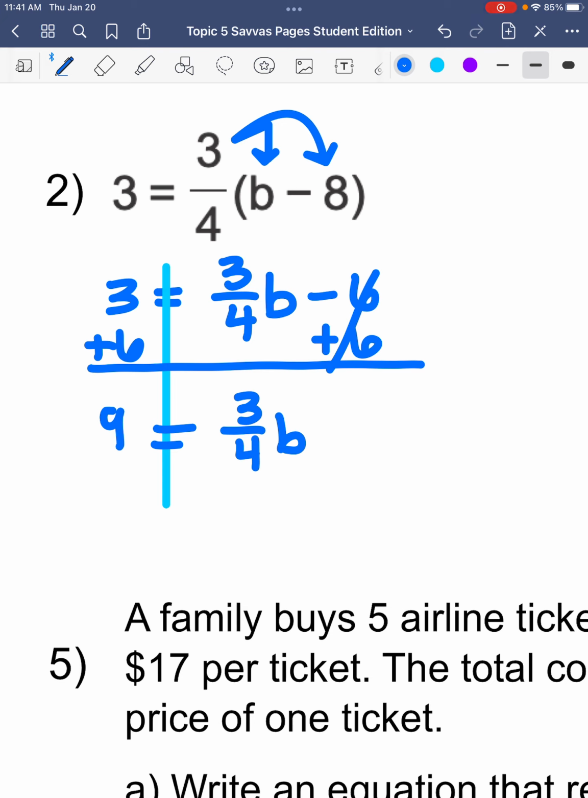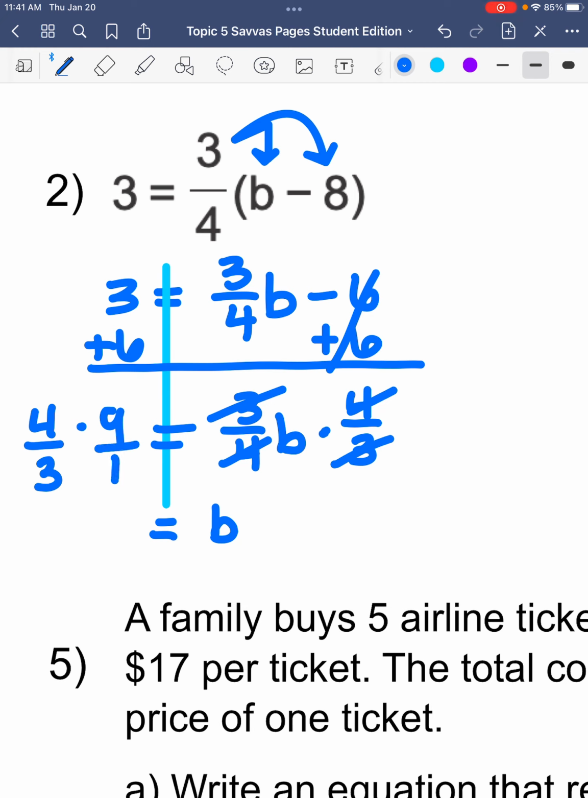Now, to get that b by itself, I could divide by 3/4, but I could also multiply by the reciprocal, 4 over 3. So I'm going to multiply by 4 over 3 on both sides. On the side with the b, my 3's cancel out, the 4's cancel out, and b is by itself. On the other side, I have 4/3 times 9. I'm going to write this so I have two fractions: 4/3 times 9 over 1.